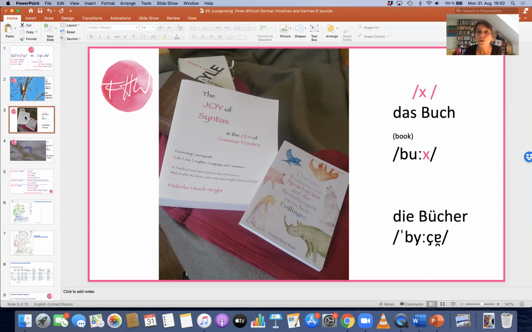Buch, Buch, Buch. And the plural Bücher doesn't have that sound. That has the Specht sound again. So Buch.